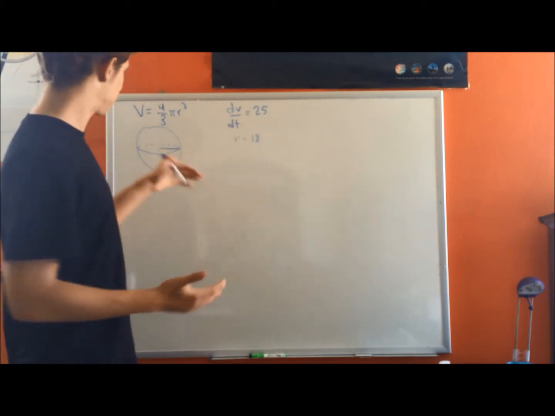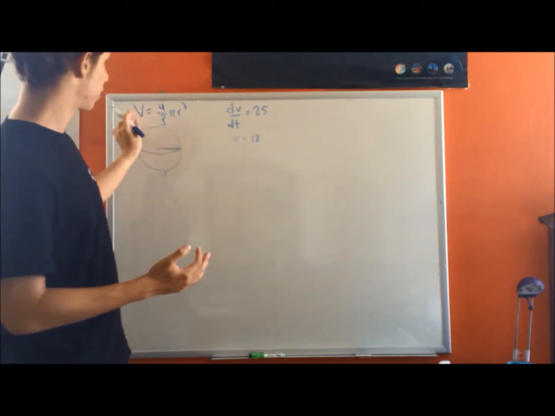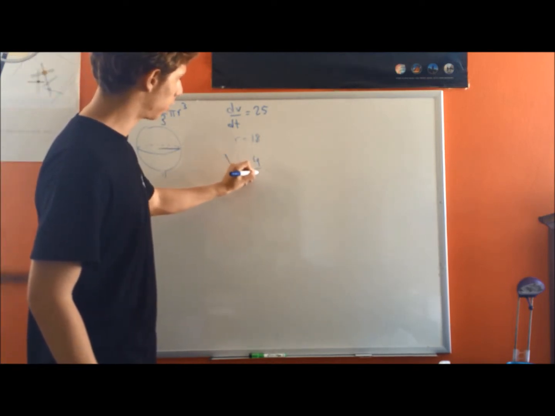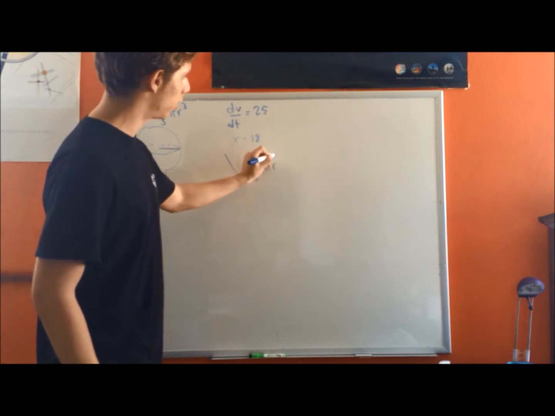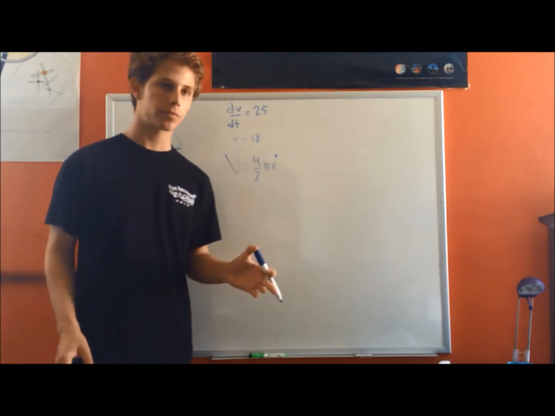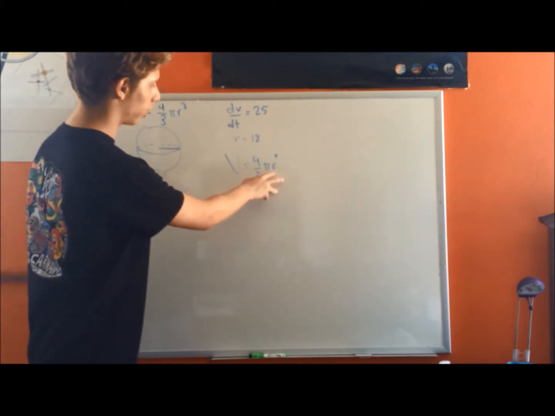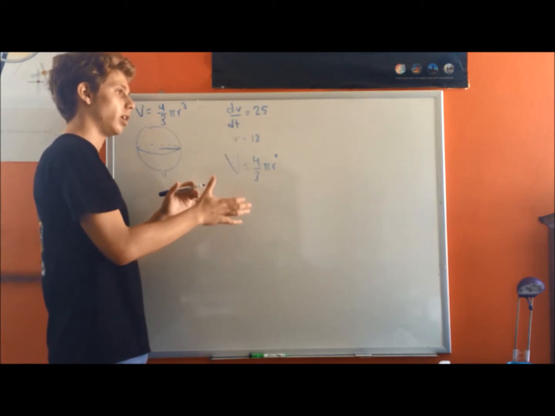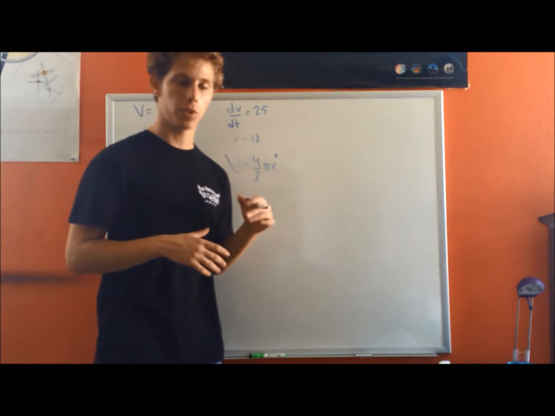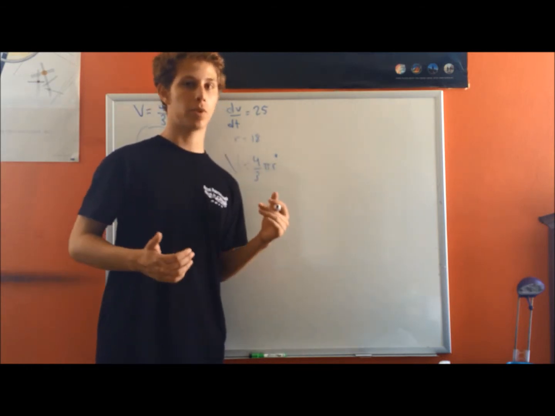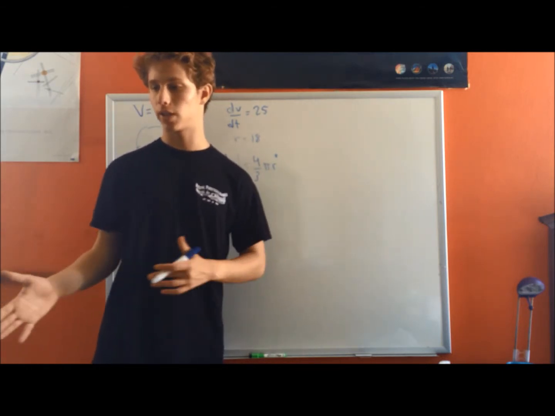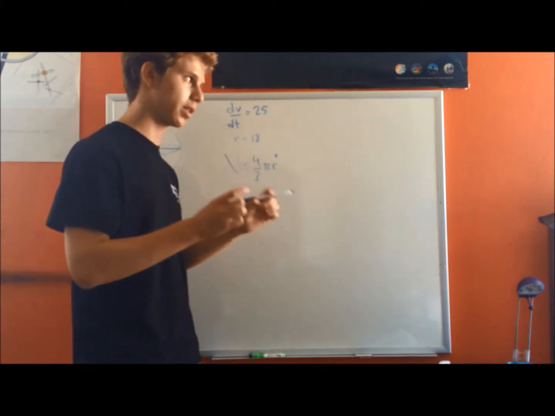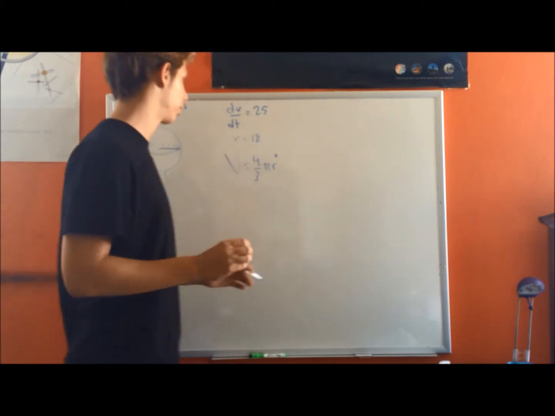So what we do is we differentiate both sides of the equation. So we have V equals 4/3 pi r cubed. Now, we have two variables, r and V. So we're going to differentiate with respect to the same variable. And that variable is time, because everything here is how fast is it changing and how fast is it growing. So everything is with respect to time. So that's important to notice.